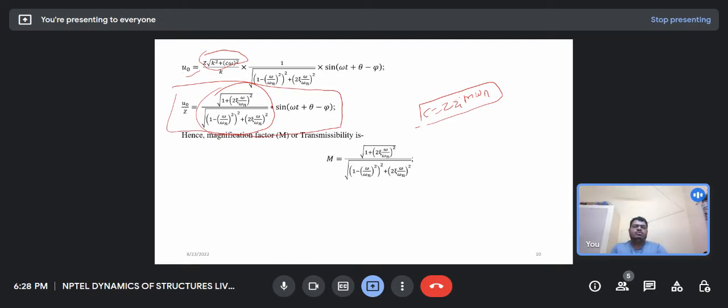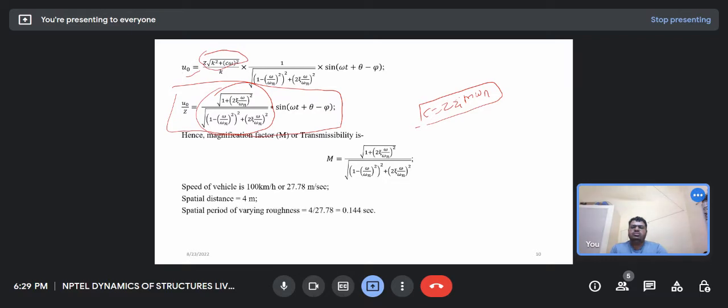For this we have two cases: the vehicle is empty or the vehicle is fully loaded. For the fully loaded vehicle we have everything we require, like omega n and the damping ratio. But for the empty vehicle we do not have the damping ratio, so we have to calculate it. The speed is given as 100 kilometer per hour, so we convert it into meter per second by multiplying with 5 by 18.